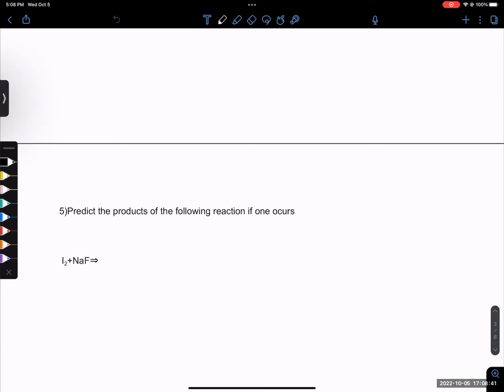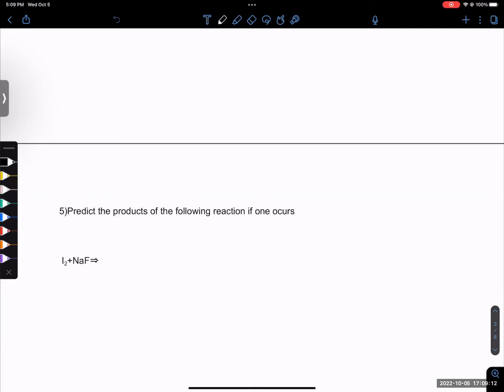So for the first one here, iodine reacting with sodium fluoride. What are your expected products? Oh, no reaction. There's no reaction. Why would she say no reaction? Because fluorine is on the top of the reactivity series, and iodine's at the bottom.